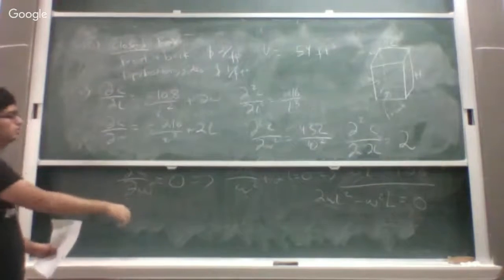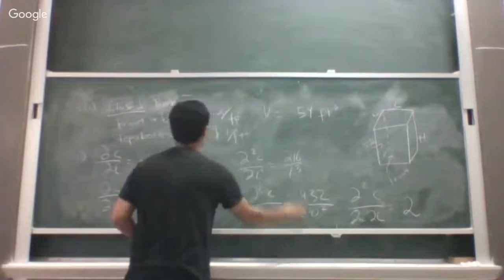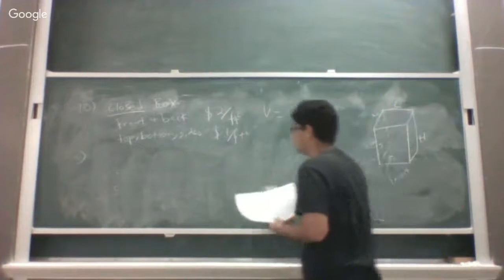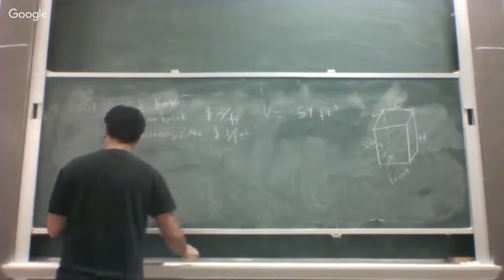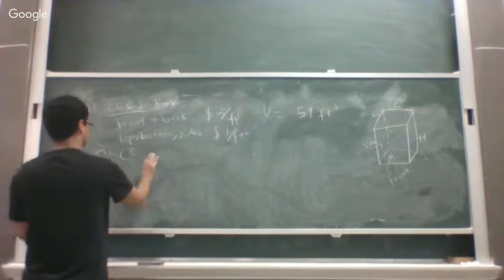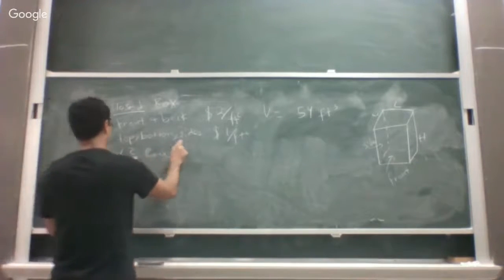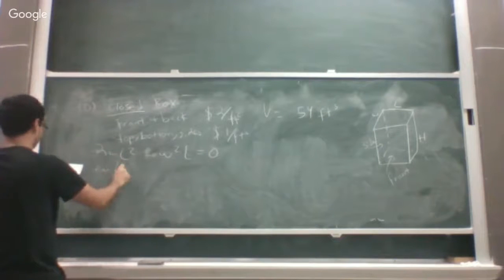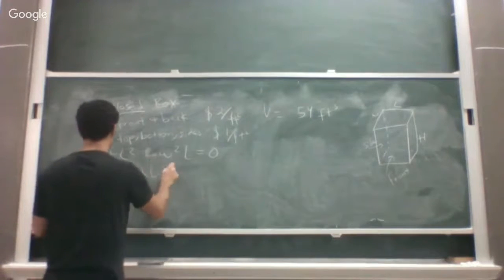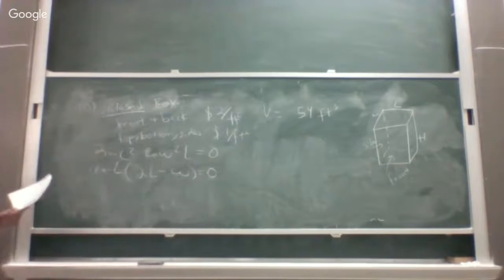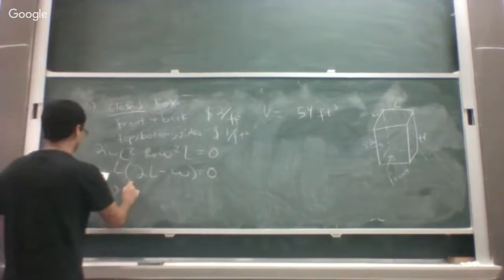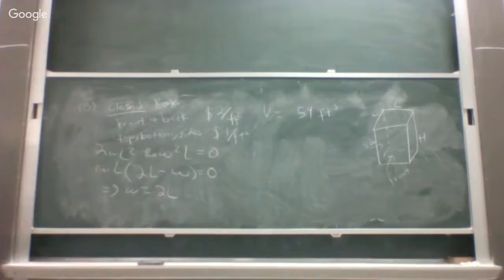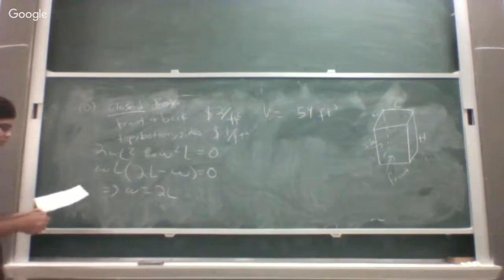Are you guys good here? So the idea is to find W and L values. So we have 2WL squared minus W squared L equal to 0. So we take out a WL, we have 2L minus W equal to 0 here. So W now is equal to 2L. Okay? Makes sense? Yeah. So then you plug right in.